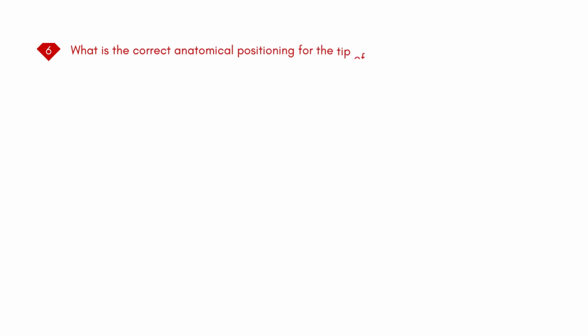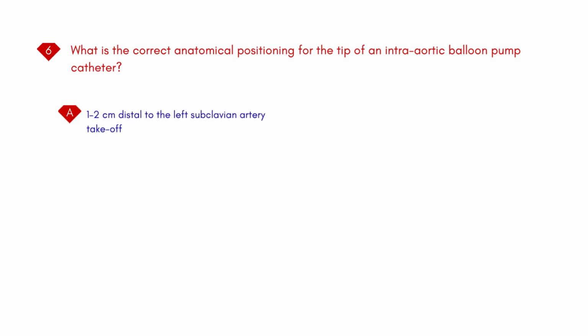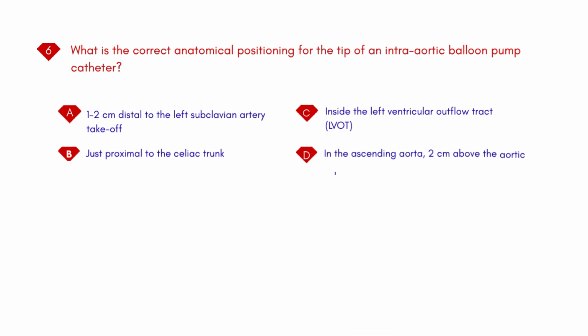What is the correct anatomical positioning for the tip of an intra-aortic balloon pump catheter? A. 1 to 2 cm distal to the left subclavian artery takeoff. B. Just proximal to the celiac trunk. C. Inside the left ventricular outflow tract, LVOT. D. In the ascending aorta, 2 cm above the aortic valve. Answer: A. 1 to 2 cm distal to the left subclavian artery takeoff.